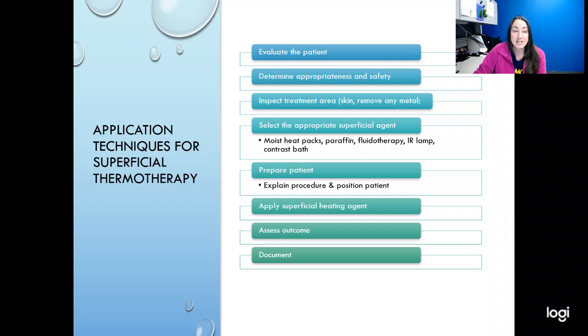We basically do the same application for heat as we do ice. We first evaluate the patient, determine if it's safe. We inspect the area and remove any metal. We select which agent is appropriate. The main superficial heat agents are moist heat, paraffin, fluidotherapy, infrared or infrared radiation lamp, contrast bath. And so you choose which one. You prepare the patient by telling them what's going to happen, put them in the correct position. Then you can apply the agent, assess the outcome, and document it all.